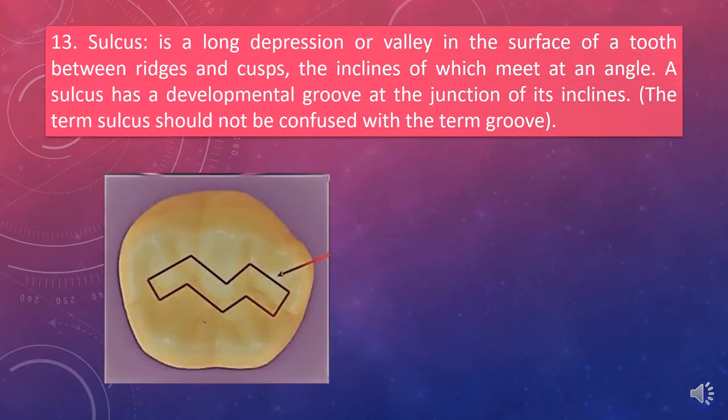Sulcus is a long depression or valley in the surface of the tooth between a ridge and a cusp, the incline of which meet at an angle. A sulcus has a developmental groove at the junction of its incline. The term sulcus should not be confused with the term groove.